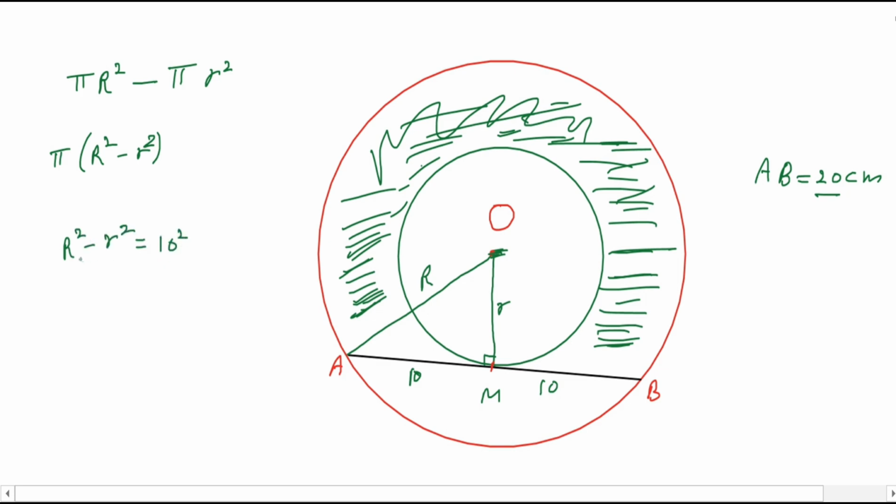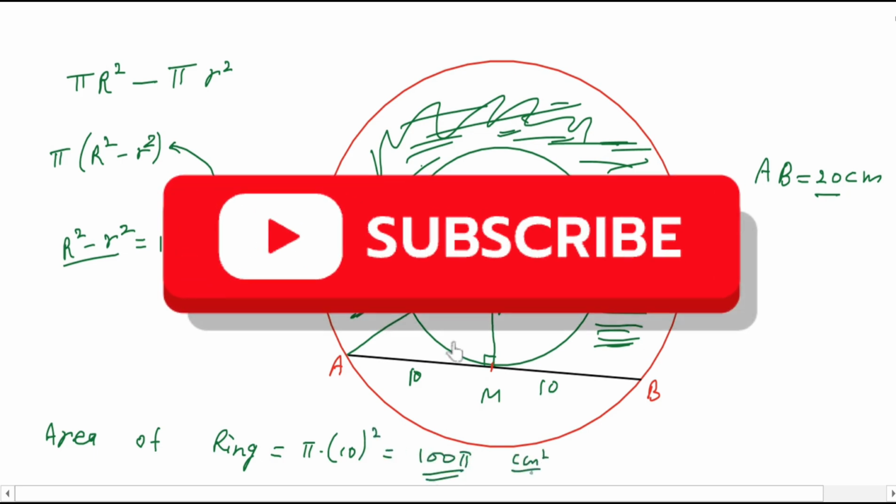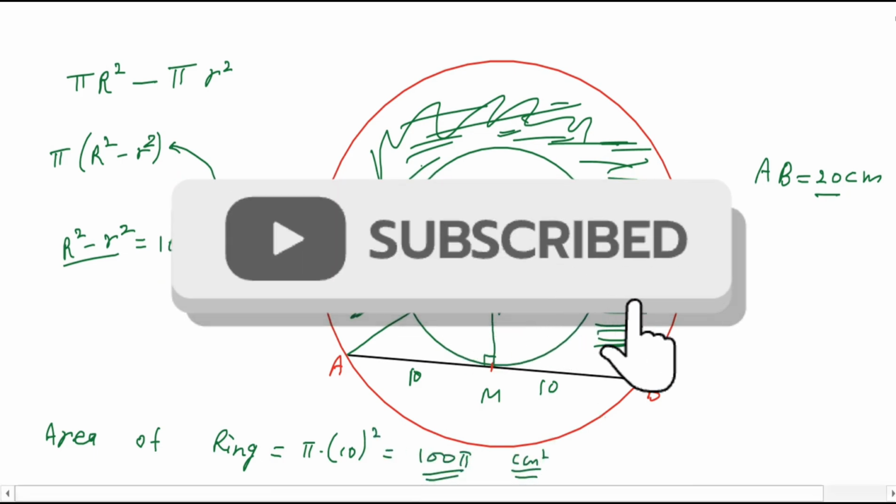So if we put the value of R square minus r square, which is equal to 10 square, the area of ring will be equal to pi times 10 square. So after simplification we will have this area as 100 pi centimeter square, and this is the final answer of this particular question.